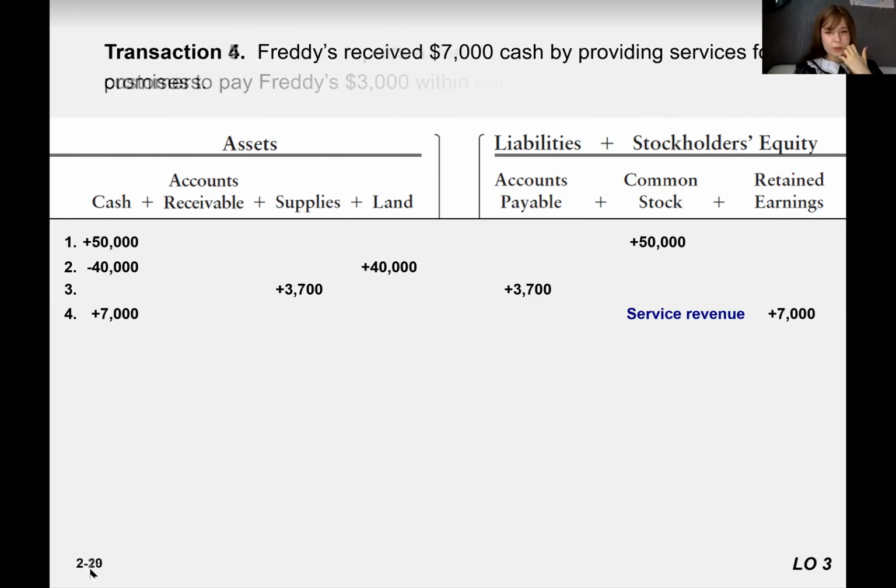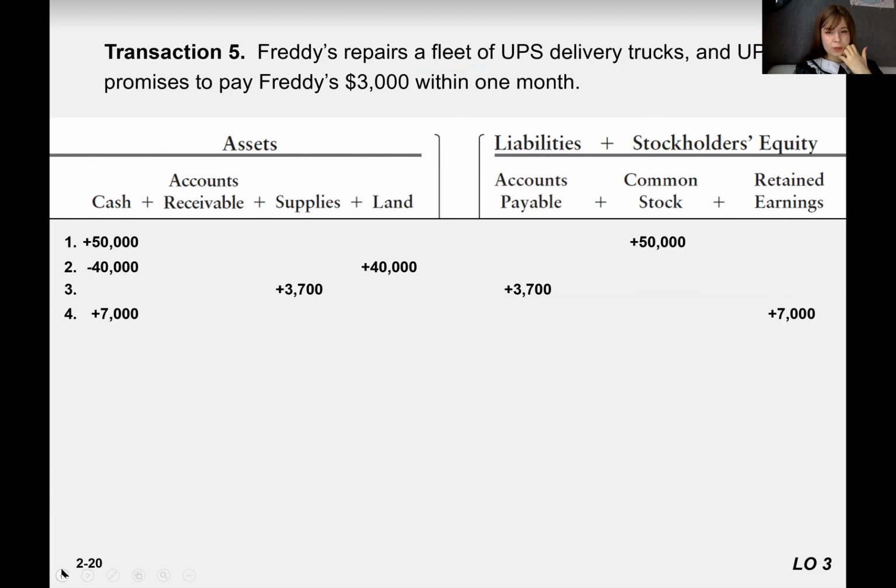Yes, again. Now fifth is Friday repairs a fleet of UPS. So Friday is a company whose job is to repair the auto. And UPS is a customer who basically delivers them their truck and says, okay, you need to have some tuning or something, make it work. But UPS, the customer of Friday, says that they are going to pay within a month. It means the transaction happened, but is it complete? No. Cash would be received later, 1 month later.